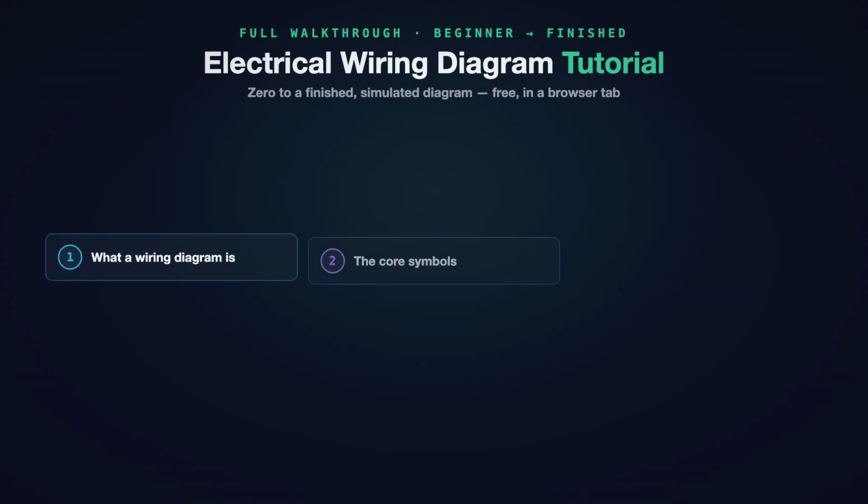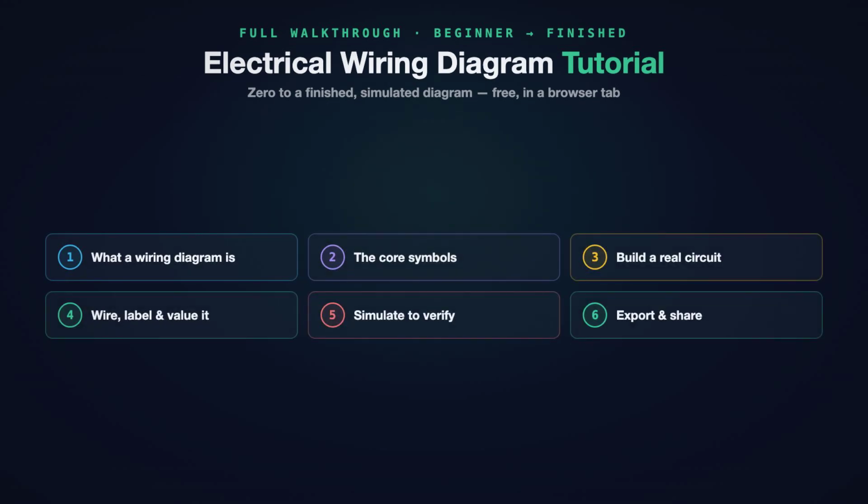This is an electrical wiring diagram tutorial, a full walkthrough that takes you from a blank page to a finished, simulated wiring diagram, all in a free browser tab. No install, no sign up, nothing to buy. By the end, you will know what a wiring diagram actually is, the handful of symbols that make up almost every one, how to place them, how to wire them, how to label them, and the part most guides skip, how to prove the circuit works before you ever touch a real wire.